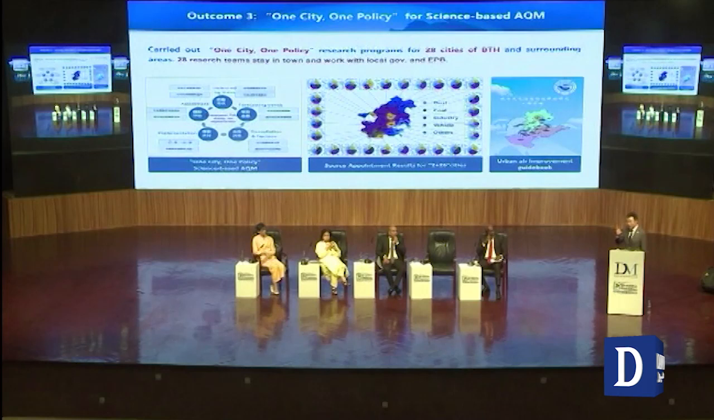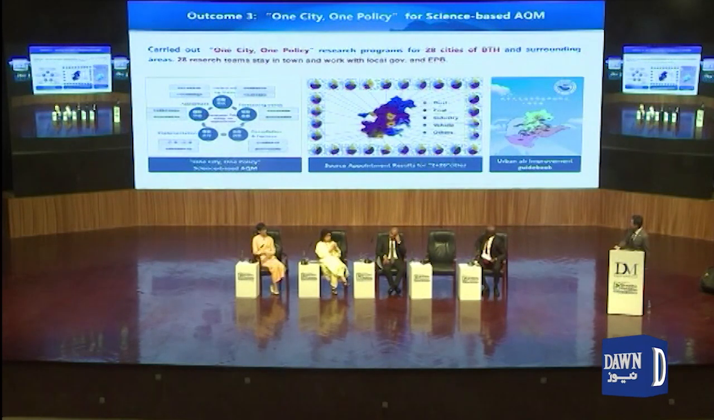One of the most important parts is one city, one policy. There is also a huge imbalance between cities. We only have one Beijing. Beijing is the capital city. They have very unique resources, the local government has money, but not all the cities have similar capacity. So that's why we need to do one city, one policy. We have to do the source apportionment for everyone and help the mayors to draft their own roadmaps.